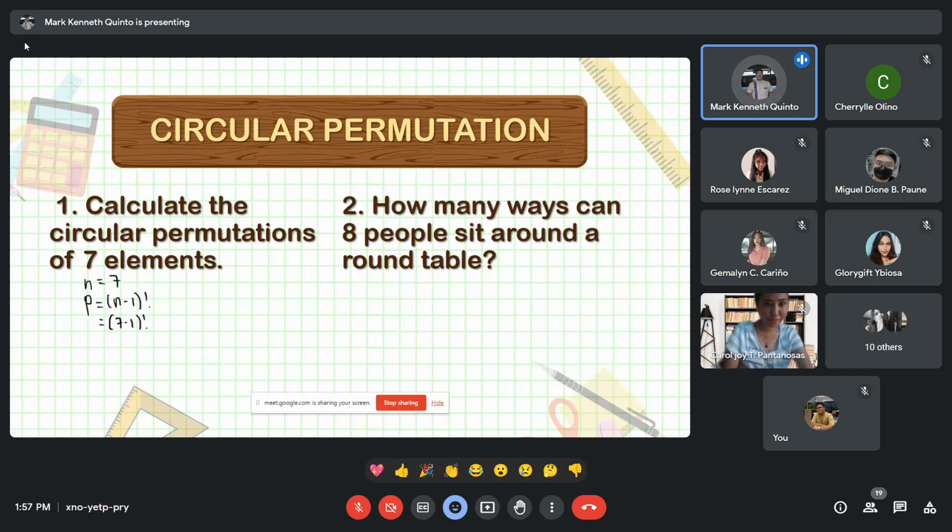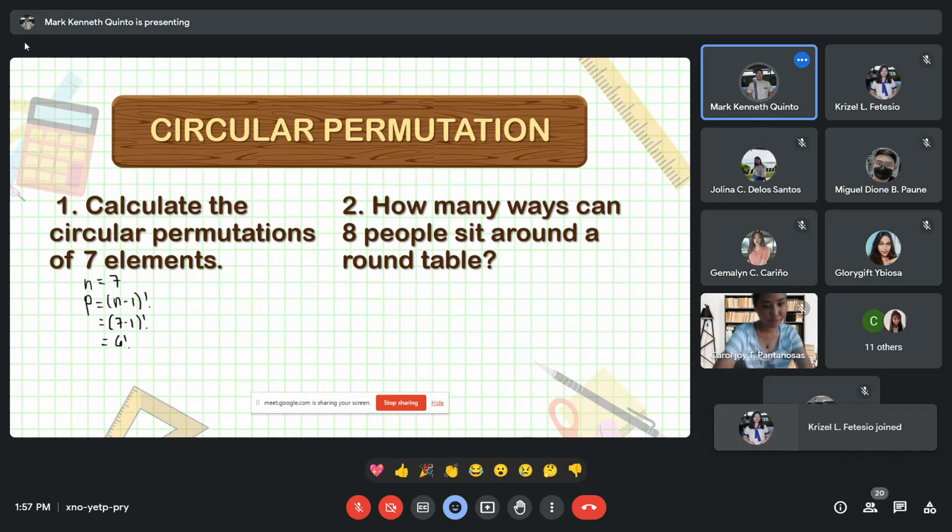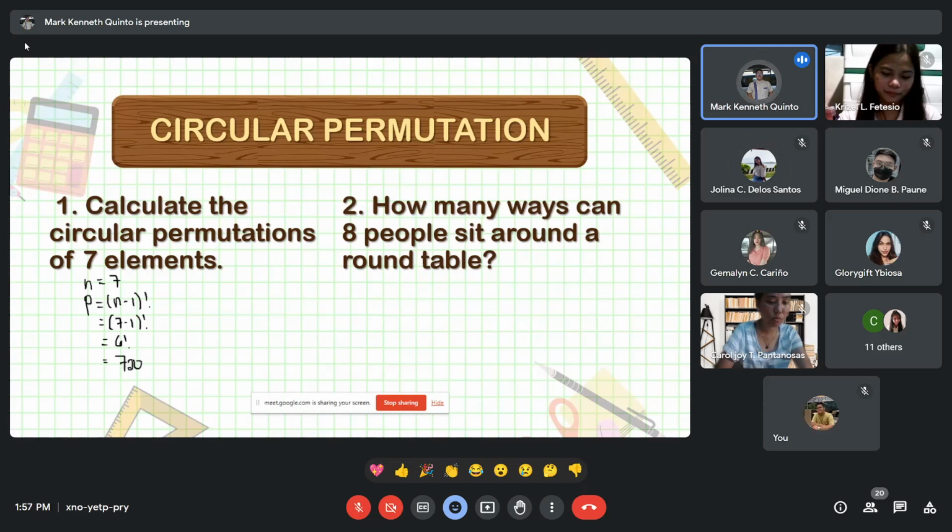Okay, so we have 7 minus 1, that is equal to 6, right? 6 factorial. So, do we need to expand it? You can use a scientific calculator. So, 6 factorial, that is equal to what? 720. So, we have 720 ways.